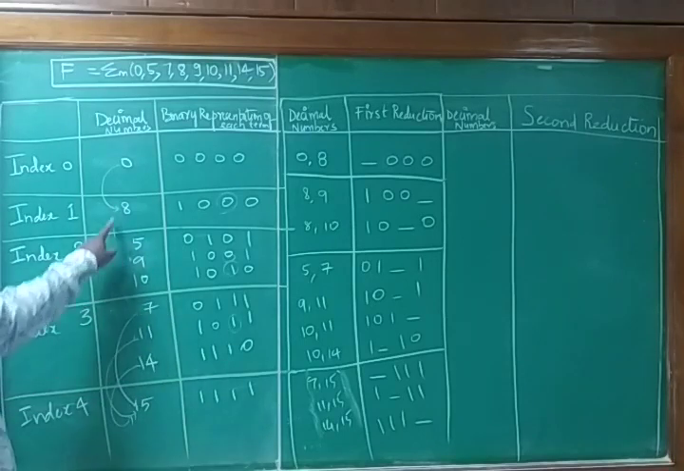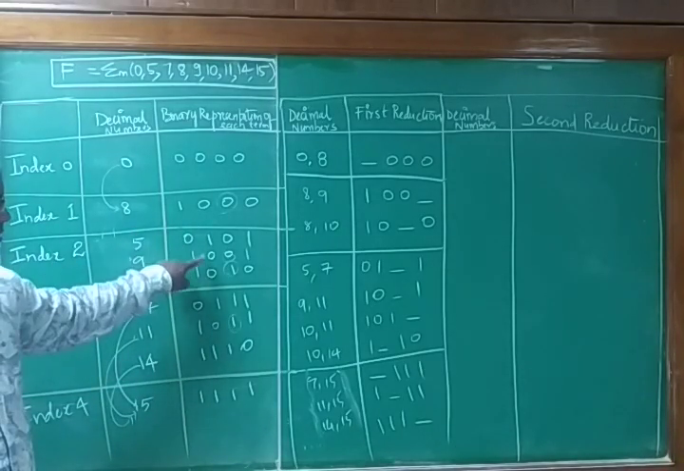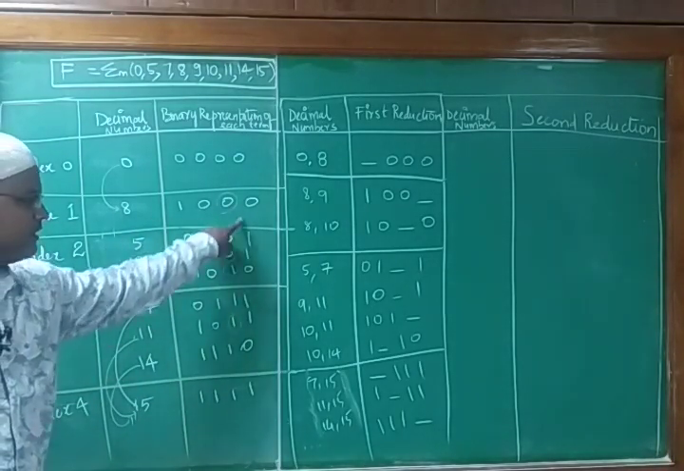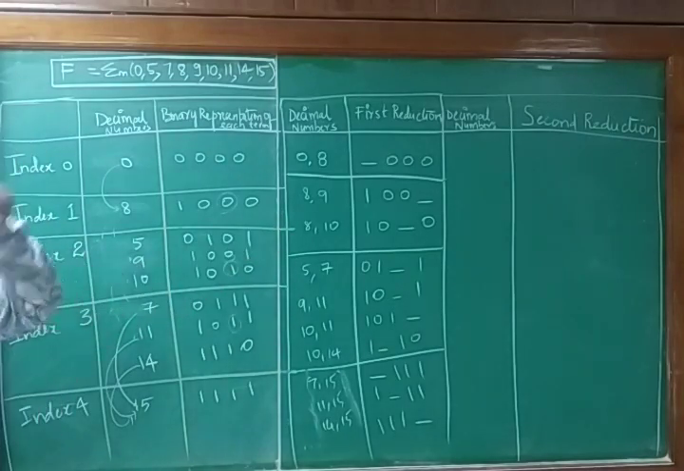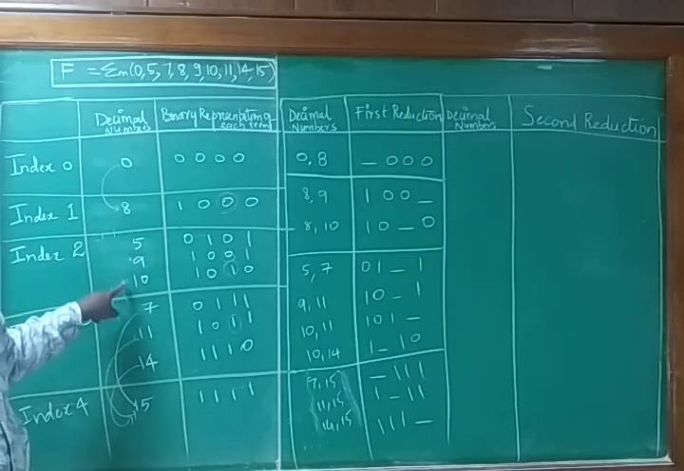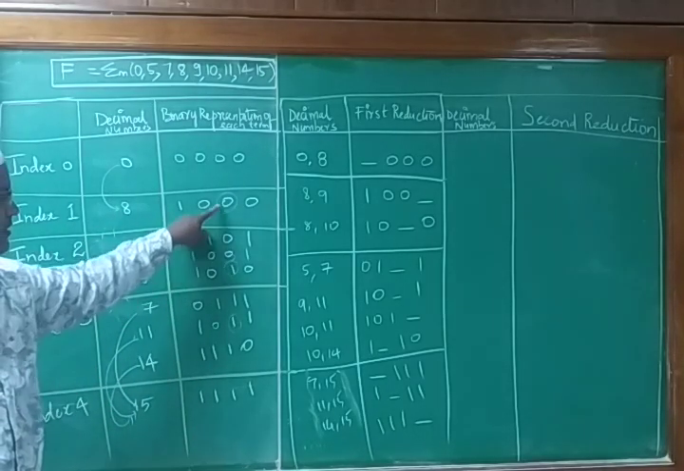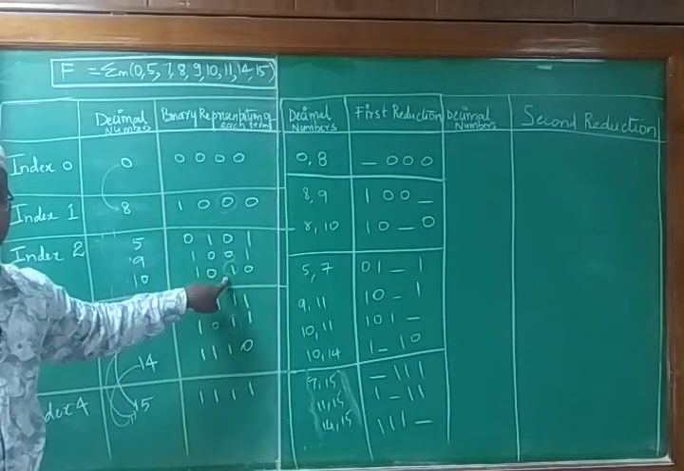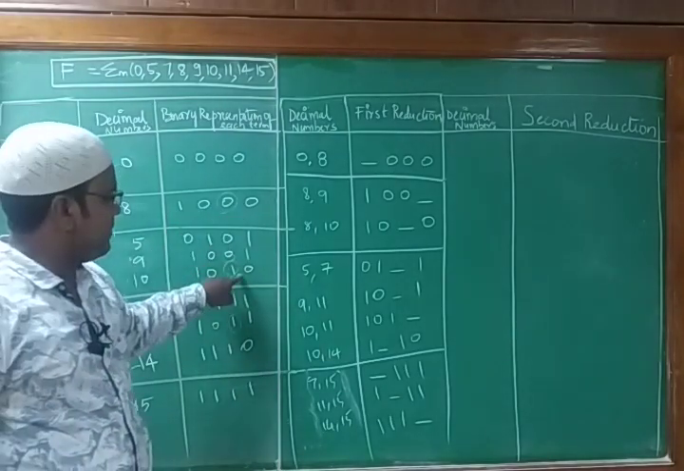So 8 with 9 is possible because here is 1, here 0, here 0, here only a single bit differs. That's the reason we mentioned 8 with 9. Next thing, 8 with 10. So what is 8 with 10? 1 as it is, 0 is there, this bit differs, that should be put in a dash form, and the remaining bit is as it is.